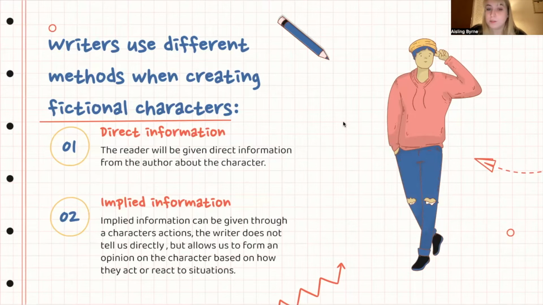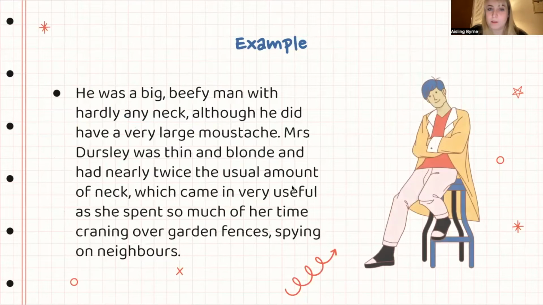So we have an example, and most authors will use a combination of both of these in their writing. So we'll be told stuff about characters, but then stuff will also be implied about the characters as well. So I have an example here from Harry Potter, if anyone is familiar with Harry Potter or has read the books. He was a big, beefy man with hardly any neck, although he did have a very large mustache. Mrs. Dursley was thin and blonde and had nearly twice the usual amount of neck, which came in very useful as she spent so much of her time craning over garden fences spying on neighbours.